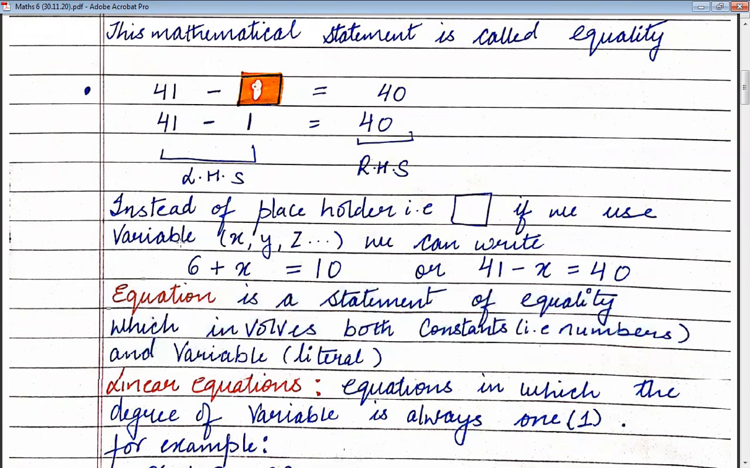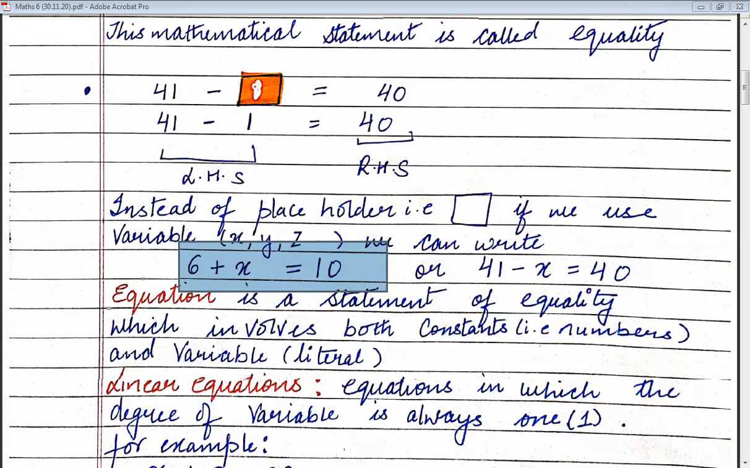So children, in simple language, equation means something in which you have an equal to sign. You have an equal to sign, you have a variable, as well as constants. So how will you find the equation? Equation means an equal to sign with a variable as well as constants. So this becomes your equation.